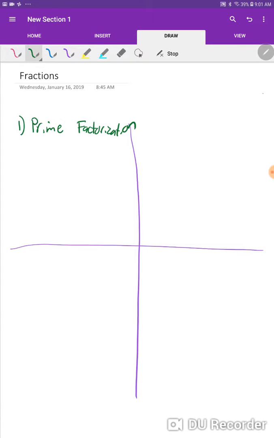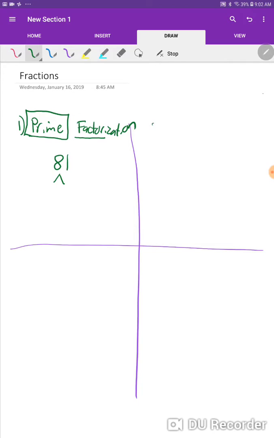Now, kids are going to get stuck on this. What do I do? But remember, prime means you want all prime numbers, numbers that can only be multiplied by 1 and itself, and factor in factorization means getting an answer using multiplication. So the prime factorization of, let's do 81. If you're still stuck, remember, it's the tree.